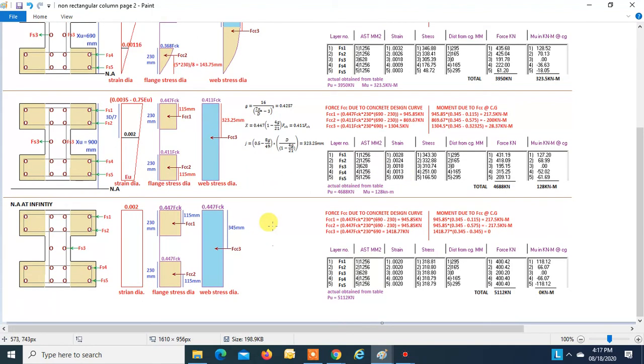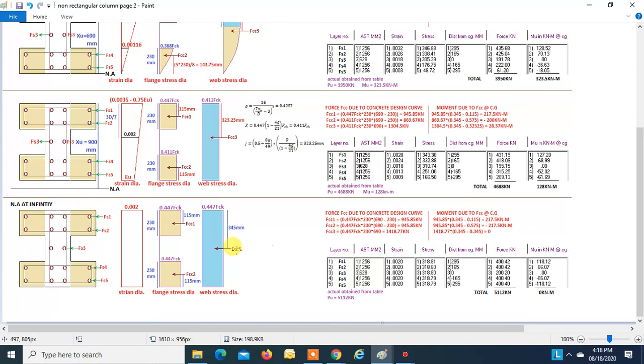Okay. Now taking the last case, that is when the neutral axis falls at infinity, then we know the strain is constant for the whole cross section, that is 0.002. So the stress will be like this. This is the stress for top flange, stress for bottom flange, and stress for the web. Stress will be constant because we know when the strain is 0.002, the stress has to be 0.447 FCK, right? And the strain is constant over the whole cross section, so the stress will also be constant for the whole cross section, right? So FCC3 falls exactly on the CG, so it will give a zero moment.